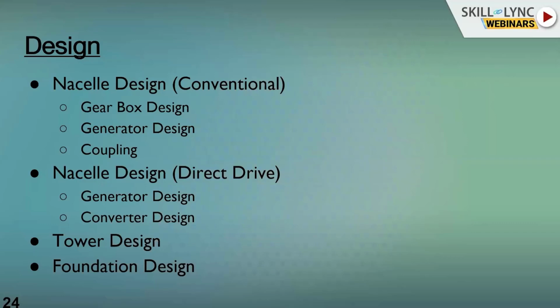Mechanical components are more in the conventional one. In direct drive, electrical components are more. This is the major difference. And also the tower design. Nowadays class 3 and class 4 sites are available, so it requires more height. So normally at present 100 meters, 120 meters is the requirement for the tower.